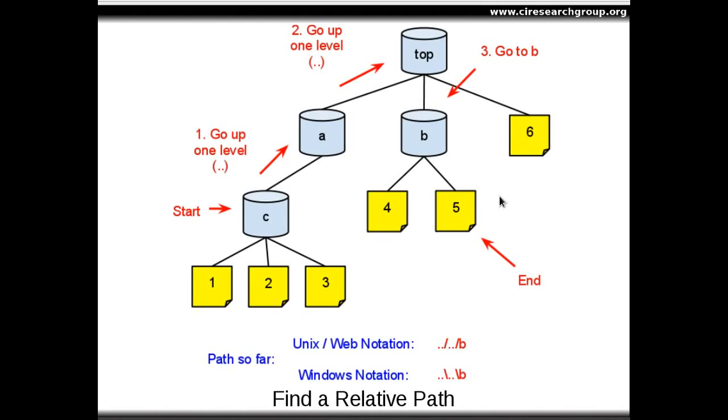Now I can see that in order to get to 5, I'm going to need to go into B first. So I simply add B to my path. So from C, I'm going to go up one level to A. That's these first two dots. I'm going to go up one more level to the top level directory. That's the second two dots. And then I'm going to go down to B, simply using B here.